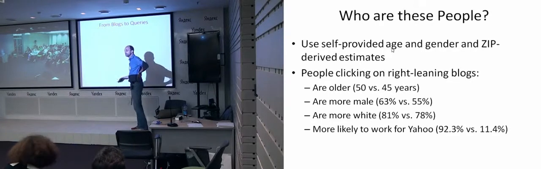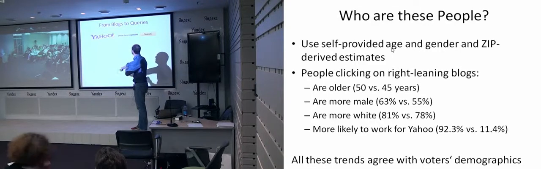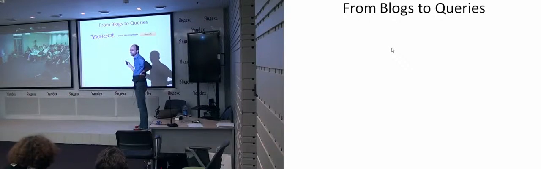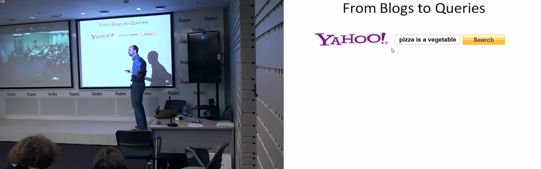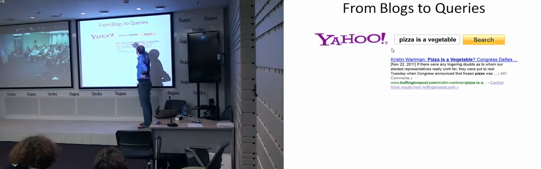So now this is just about the individual users, but how do we get to queries? Suppose somebody searches on Yahoo for "pizza as a vegetable." I'll explain why somebody would search for this if you're not familiar with US politics. Then somebody clicks this result. This is a blog result on the Huffington Post. Let me briefly explain the context so that you're not confused by this.